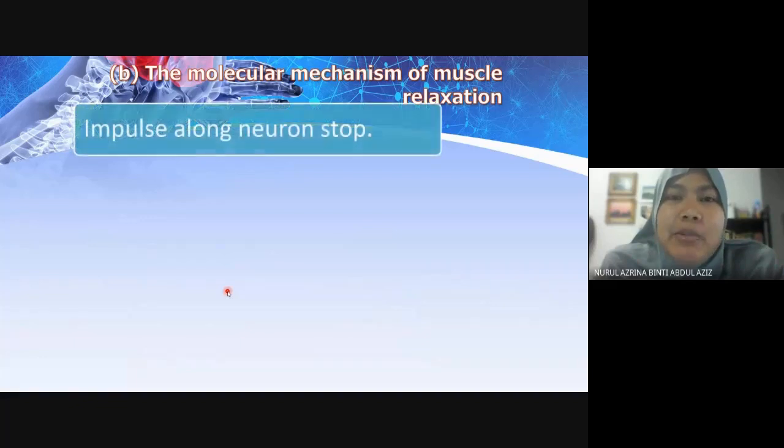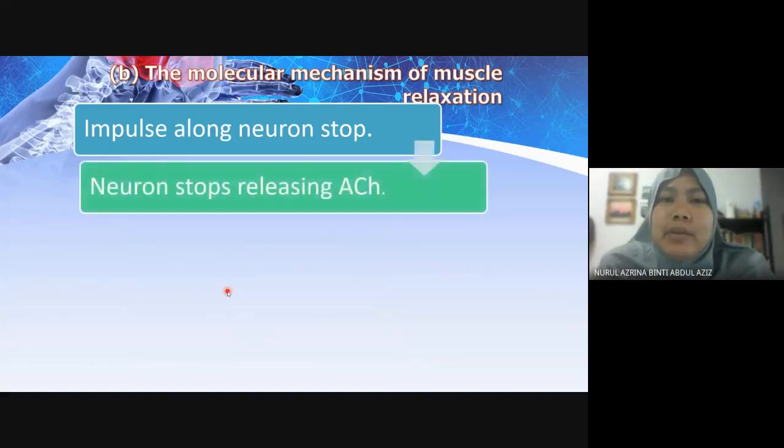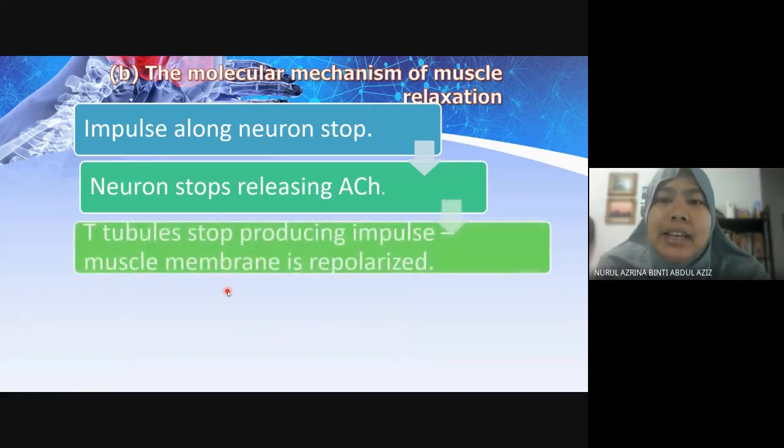Now let's see what is the molecular mechanism of the muscle relaxation. So tadi muscle contraction. Now muscle relaxation. So of course it started with the impulse. Impulse must be stopped first. No impulse. So meaning bila no impulse, membrane during that time is either at the state of repolarization or hyperpolarization. So neurons stop releasing acetylcholine, ACH.